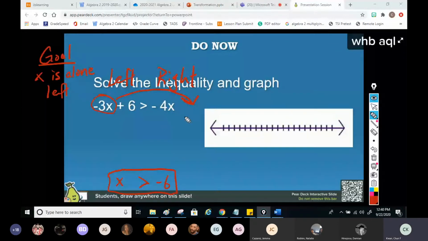but there is a slight disadvantage, and I'm going to tell you why. If you move the negative 3x to the right, you are going to do the opposite, plus 3x on both sides, and then you're going to have these two cancel out. So that means you have 6 greater than negative 4x plus 3x. You're dealing with negative x. This is what you get, okay?